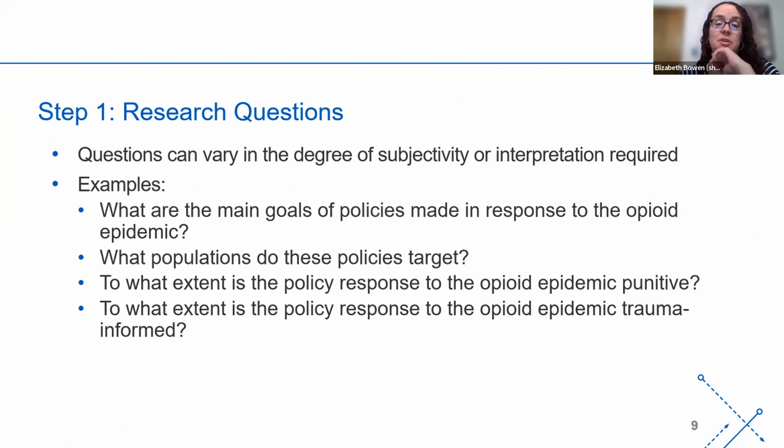So the first one is just come up with your research questions. And as I mentioned, these can involve different degrees of subjectivity or interpretation. And I think you'll see that in this example. So in the study that I just mentioned that we published in 2019, these were our research questions. Number one, what are the main goals of policies made in response to the opioid epidemic?